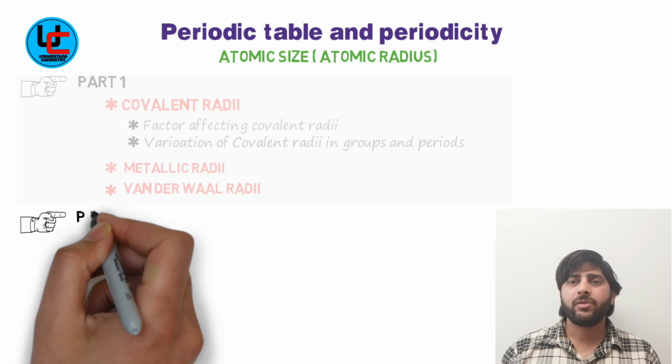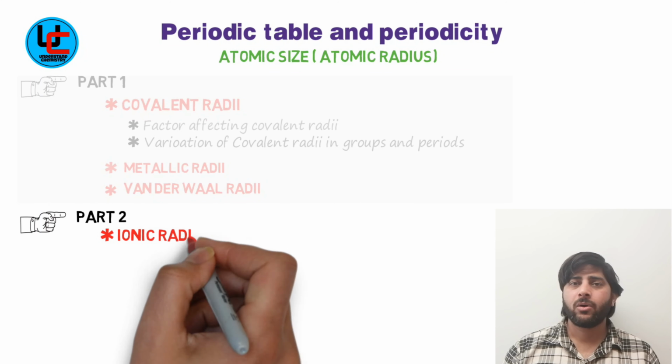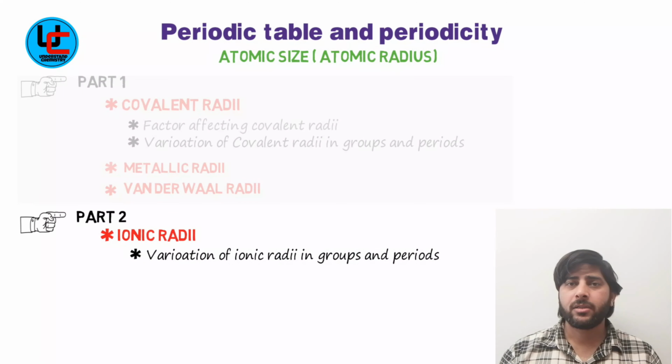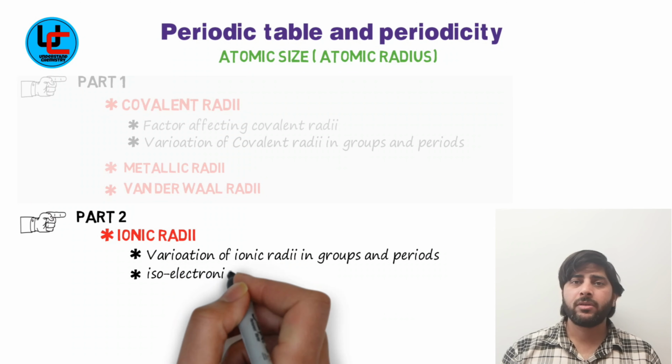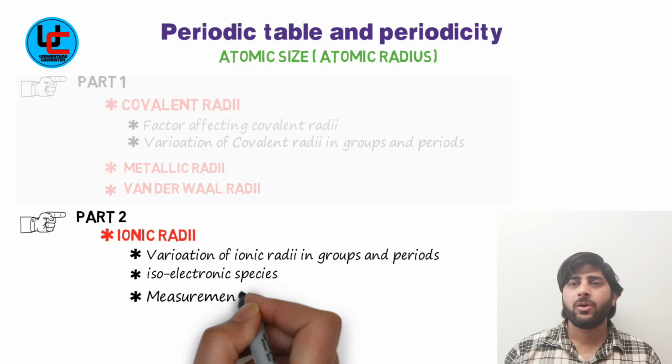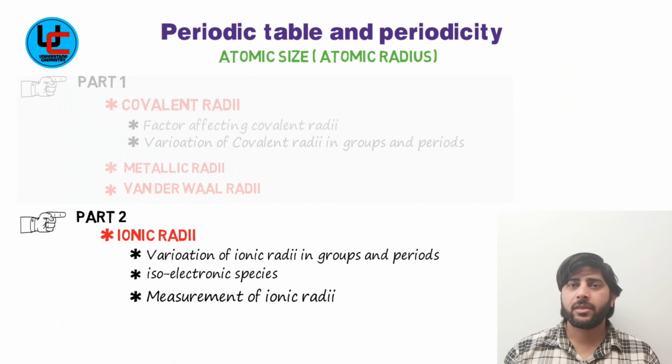In this video, I will give you an in-depth understanding of ionic radii, the variation of ionic radii in groups and periods, and will introduce you to the concept of isoelectronic species. In the end, I will explain how to calculate ionic radii using Landé's and Pauling's method.